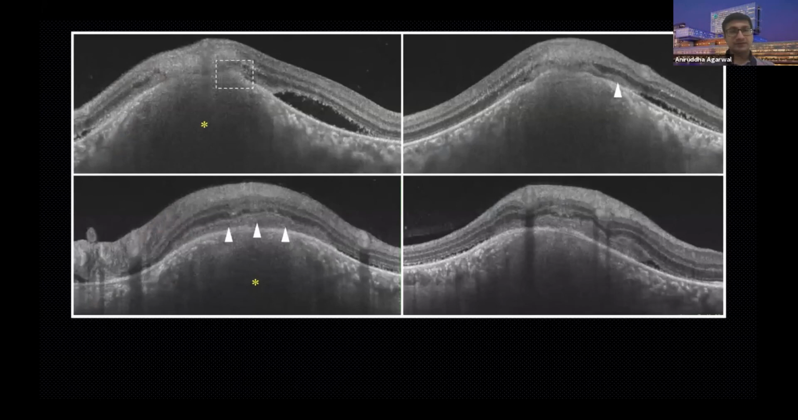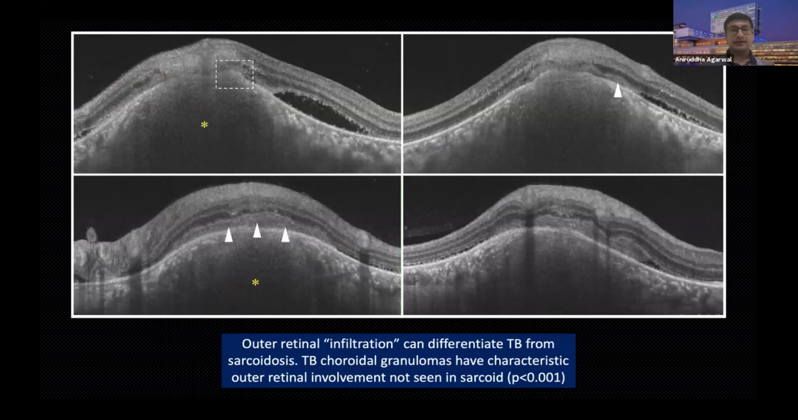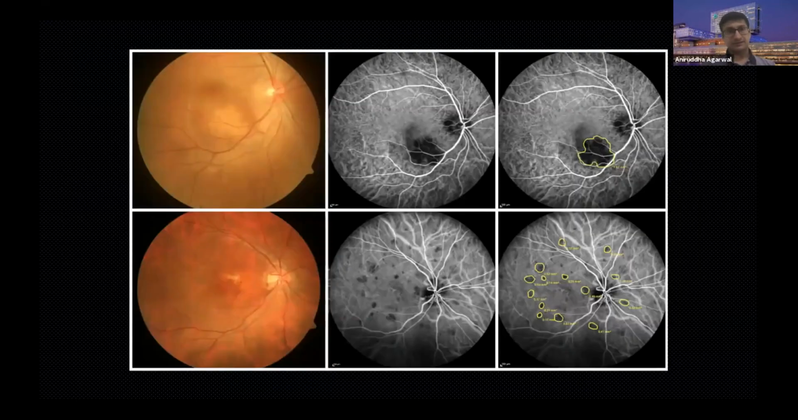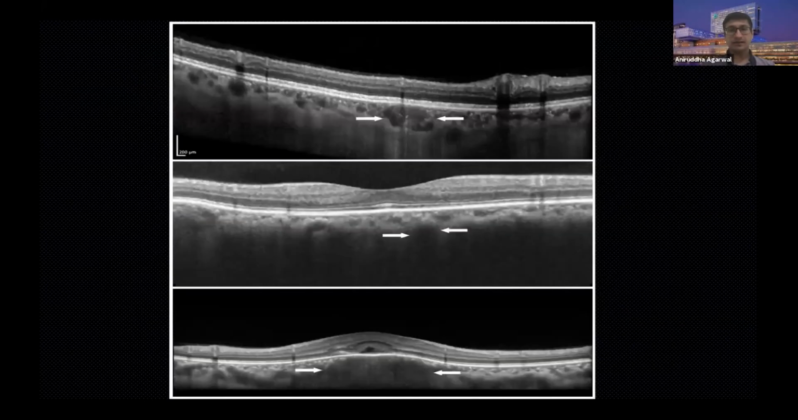And if you look at the OCT, it is so characteristic, where you have such a large choroidal granuloma sitting in the choroid, and you have fuzzy infiltration of the outer retinal layers. This outer retinal fuzziness of TB is very useful in distinguishing TB from sarcoidosis. And you see that this is a patient with sarcoidosis where you have multiple granulomas. You don't have a single large granuloma unlike TB.